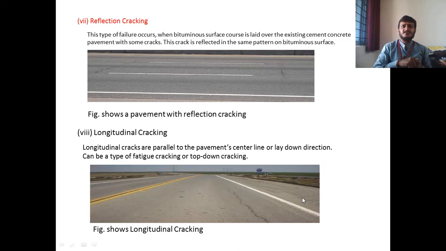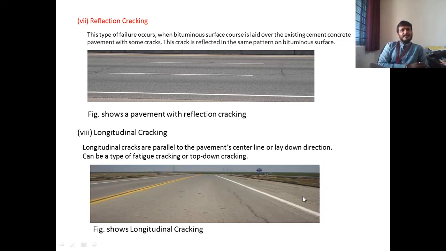This type of failure occurs when the bituminous surface course is laid over an existing concrete pavement with some cracks. So this crack is reflected in the same pattern on the bituminous surface. So what happens when you do an overlay of bituminous material on existing concrete pavement? We usually use the Benkelman beam deflection method to design an overlay on existing bituminous pavement as well as concrete pavement, especially in the case of concrete pavements.